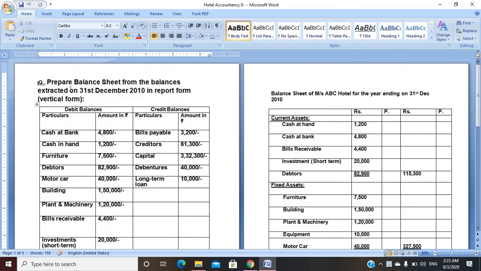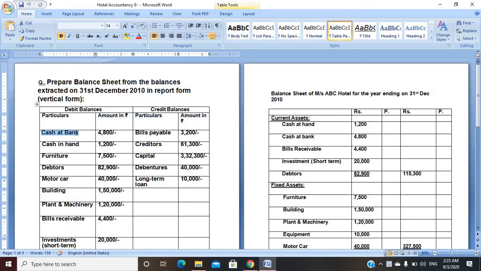Okay, students. So, second question: we have to prepare a balance sheet from the balances extracted from 31st December 2010 in report form, that is, in vertical form. So we have to prepare the balance sheet as per the vertical form. In the question, firstly, the debit balance and credit balance are mentioned. So we have two columns here, particulars and amount, both ways.